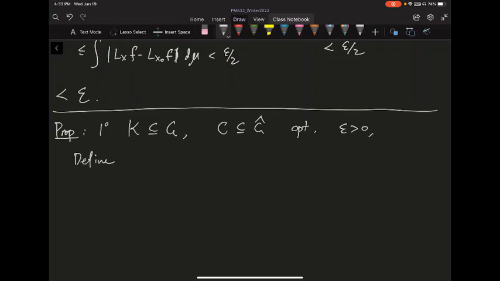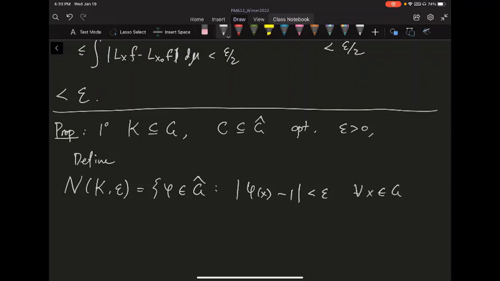Let's define N(K, epsilon) to be all the phi inside the G hat where, whenever you evaluate phi(x), |phi(x) - 1| is going to be less than epsilon, for all x inside K. Essentially I'm just saying all the phi where, on this compact set, phi(x) is close enough to 1.